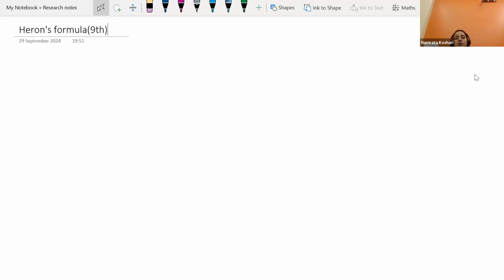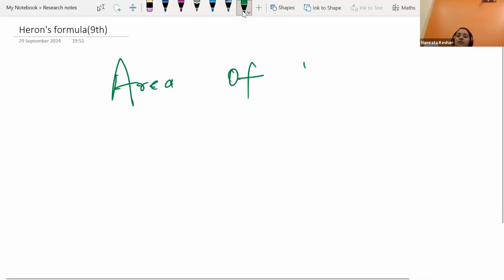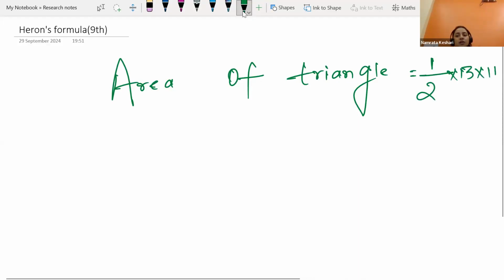Now, we already know he has given one formula to find the area of any triangle. But the question is, why do we need another formula? We already know the area of the triangle formula is 1 by 2 into base into height. What's the use of a new formula? If we are having a thing in our life which is just doing the job, then why would you go and buy another thing, or a different type of thing, right?